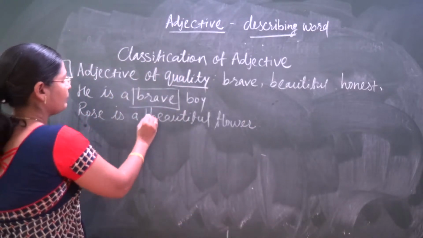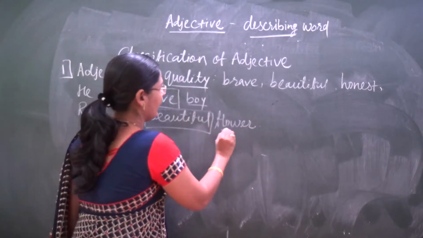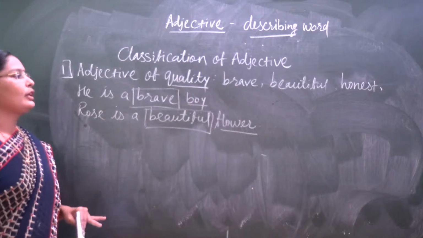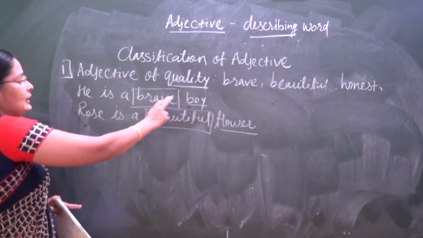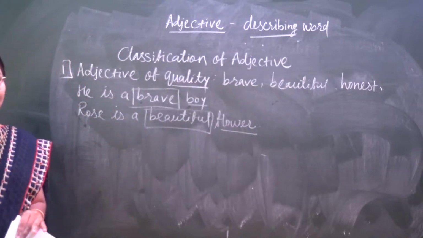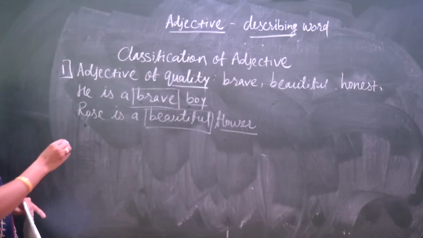Brave and beautiful. These words are describing the nouns boy and flower. So these are the adjectives of quality, showing the quality of the boy. How is the boy? He is a brave boy. How is the flower? The flower is a beautiful flower. That's why these are called adjectives of quality.